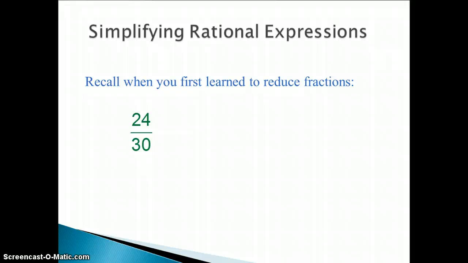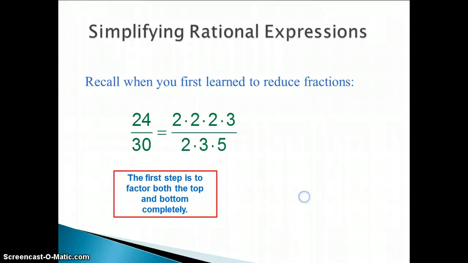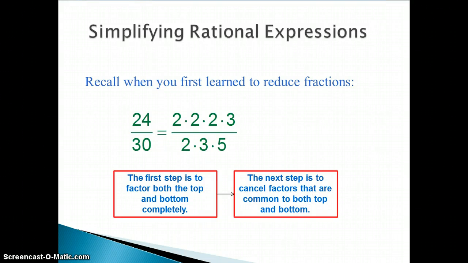So if we take this fraction 24/30 and we wanted to reduce it, one way to do that is to first factor the top and bottom completely. So when you're factoring plain old numbers completely, that means that you're factoring down to its prime factors. So 24 factors down to 2 times 2 times 2 times 3, and 30 factors down to 2 times 3 times 5. Then we can cancel common factors that we see on both the top and bottom.